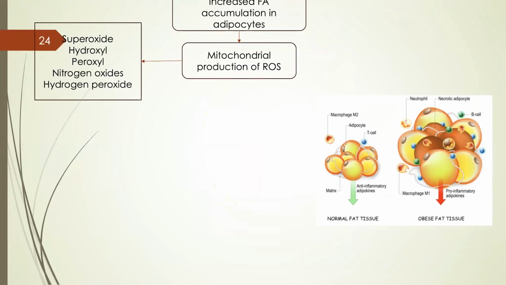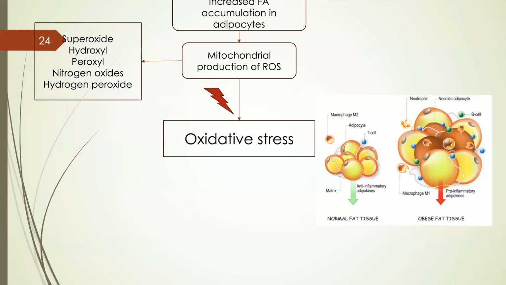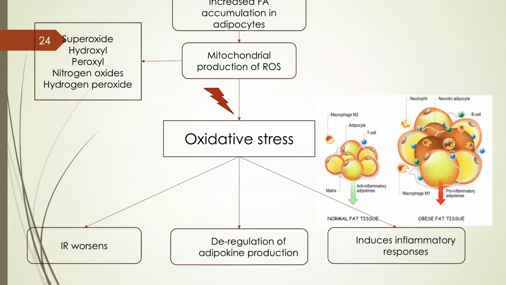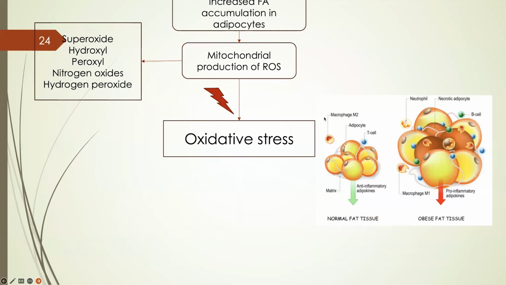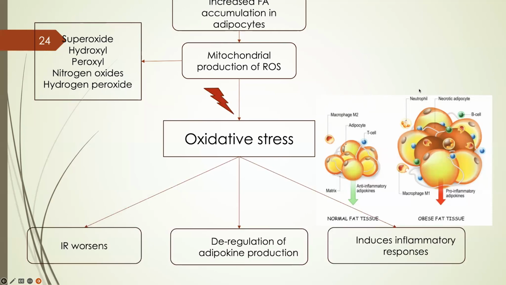So you have development of a large number of reactive oxygen species from the mitochondria. That leads to oxidative stress. Oxidative stress leads to changeover of the macrophage from the useful, anti-inflammatory and friendly M2 type of macrophage to a diseased macrophage called M1 type of macrophage, which releases pro-inflammatory stimuli.